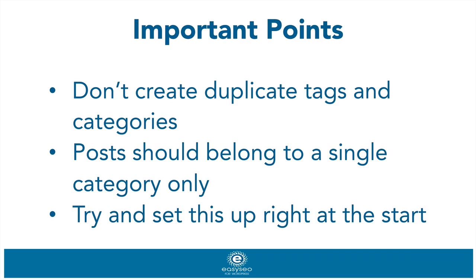You don't want to create duplicate tags and categories, so you don't want to have tags with the same name as a category. They're separate things. It's also a good idea for your posts to really only belong to a single category, because if you put posts in multiple places, then what can end up happening is Google can navigate your site through the categories and end up at the same page multiple times. So it starts to look a little bit like duplicate content. You don't want to have that. So make sure your posts belong to a single category.